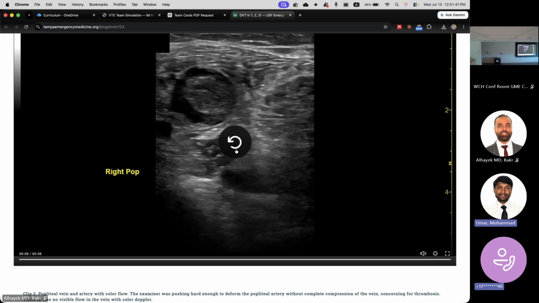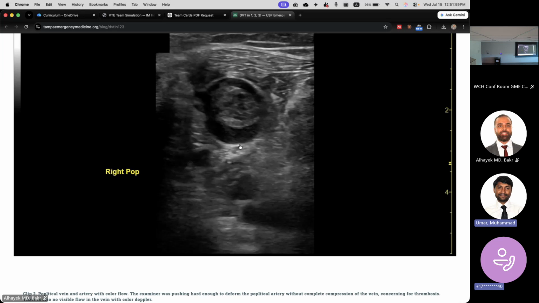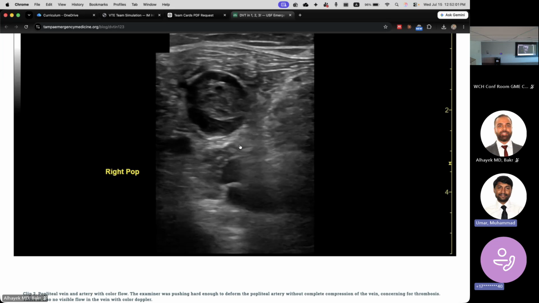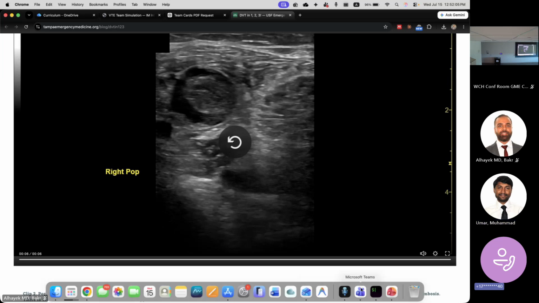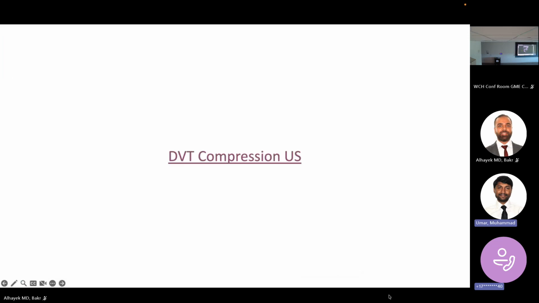You see the vein, and you see the hyperechoic shadow here, like a hyperechoic thing here. That's the embolism, the thrombus. Yeah, I think they are compressing the skin. They're trying to compress it, but it's not getting compressed. Okay. All right. One more thing I wanted to show you.